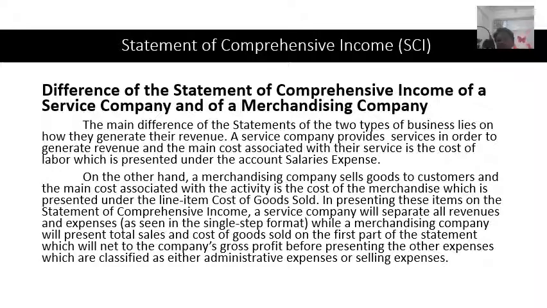So sa merchandising company, mayroong tinatawag tayong cost of goods sold. So yung cost of goods sold, yun yung tinatawag in layman's term as puhunan, yung pinambili doon sa product na ibinenta. So, sa service business, syempre, wala yon. Yung kanyang cost of service is dinideduct na lang as salary sa operating expenses.